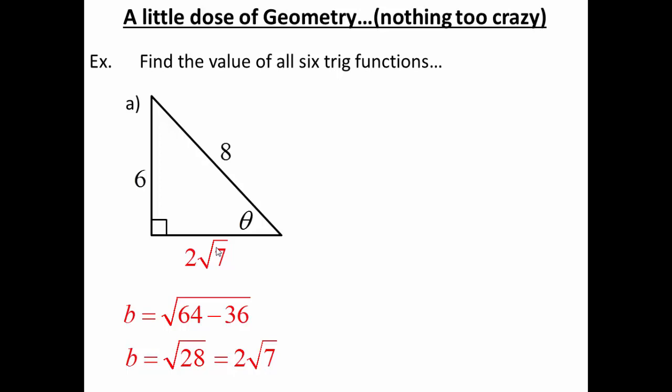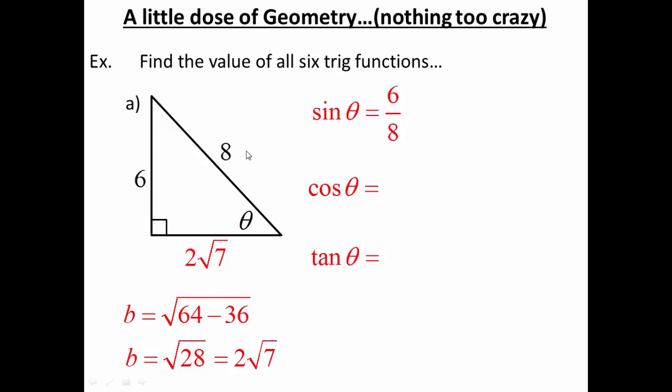So I've got all three sides of the triangle. Let's set up our 6 trig ratios, starting with the easy ones, sine, cosine, and tangent. Sine, remember, is opposite over hypotenuse. Cosine is adjacent over hypotenuse. Tangent is opposite over adjacent. Now it's important to remember when I say opposite and adjacent, I'm referring to opposite of the given angle, theta, adjacent to the given angle, theta. So if theta is down here, that means 6 would be the opposite side, 2 root 7 would be the adjacent side, and of course 8 is the hypotenuse. So if sine is opposite over hypotenuse, sine would have to be 6 over 8.